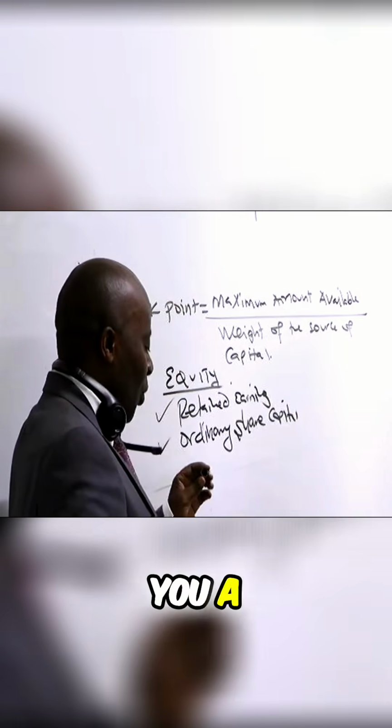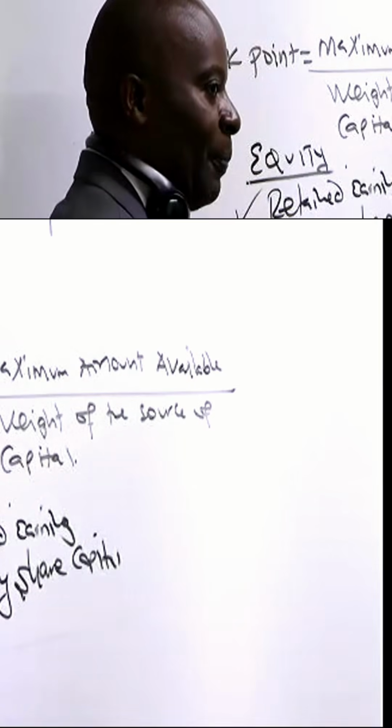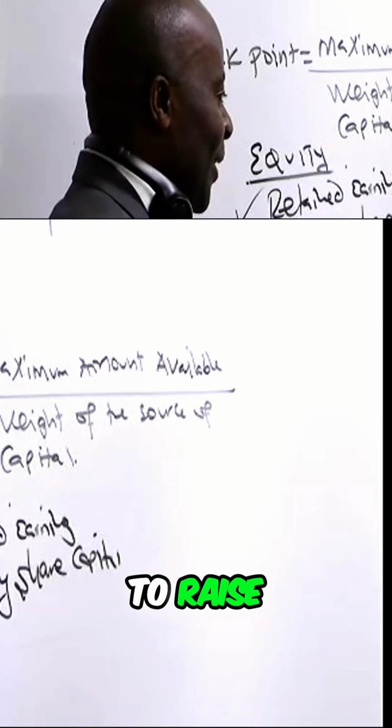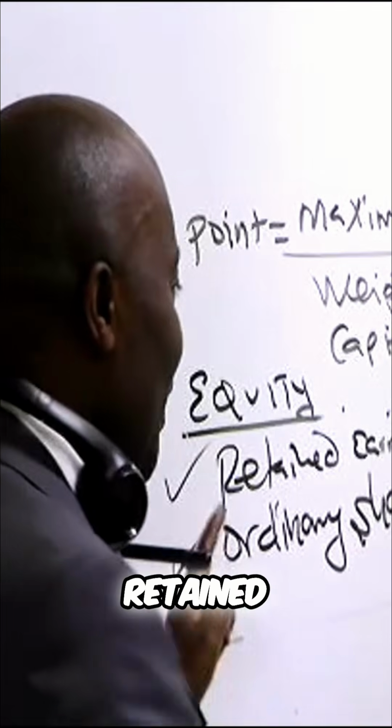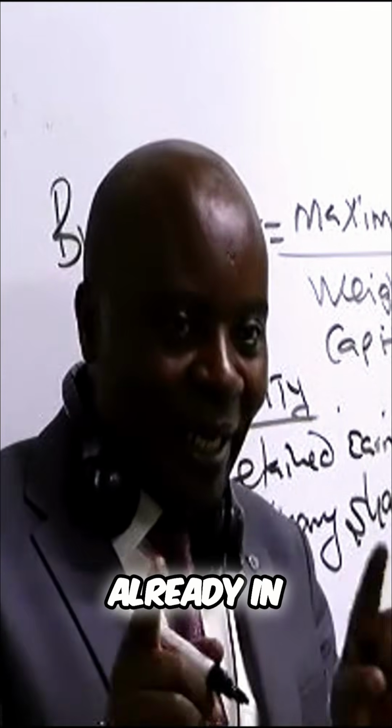Now, let me ask you a question. Between these two sources of equity, which one is cheaper? Which one is cheaper to raise capital from? You see, retained earnings, already we have this in our accounts. The money is already in existence, isn't it?